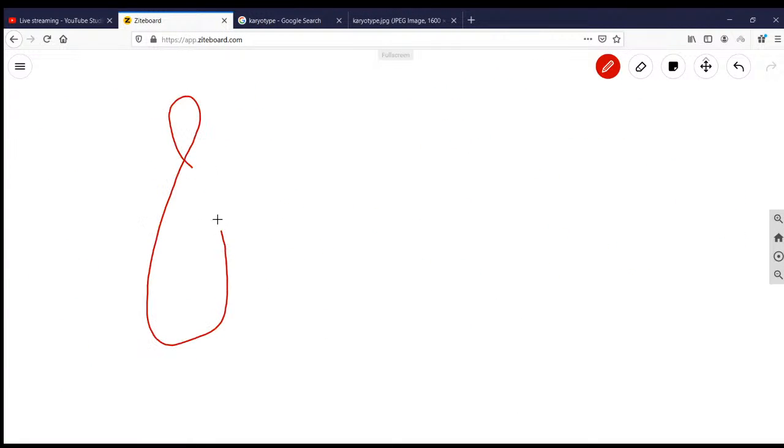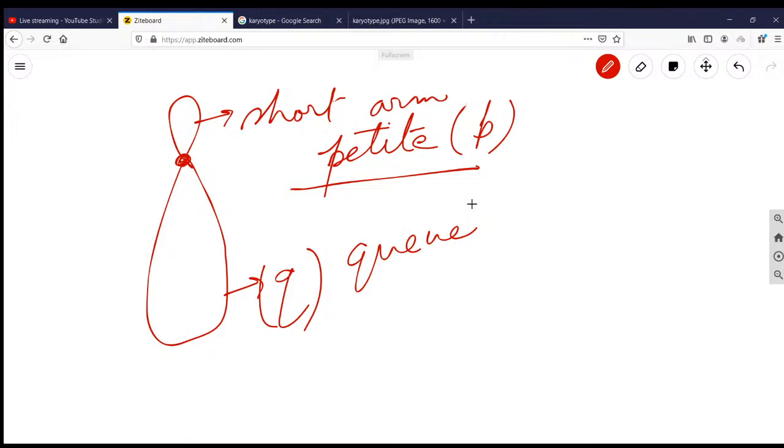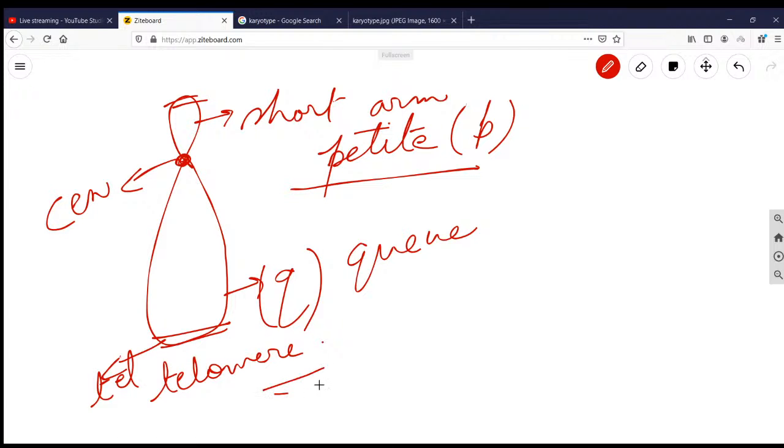Suppose the chromosome is like this. The short arm is known as P, and this is known as Q. So this is how the chromosomes are arranged. And here it is written as cen for centromere. Here it will be tel for telomere. Telomere repeats, which you will know when I teach you replication in the eukaryotic system.